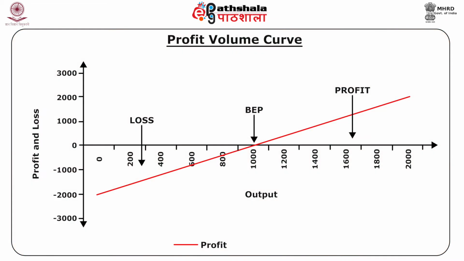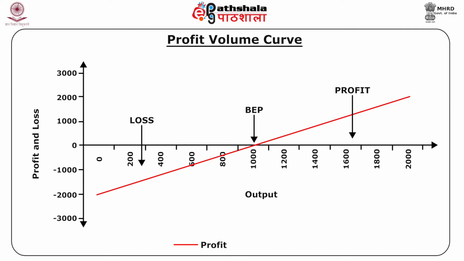Another way to show the break-even point is through a profit volume graph. We can also define the break-even point as the level of output where the profit of a company is zero. In Figure 2 above, it has been shown that the break-even point is at 1000 units, where the profit line cuts the output line, that is the x-axis, or where the profit is exactly zero.